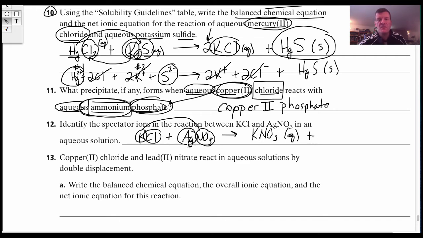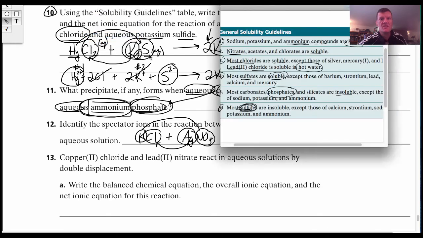What about silver chloride? The metal from the second one and the non-metal from the first one. Silver chloride. What does that do? Let's check our solubility table. Most chlorides are soluble except, there it is, except silver.